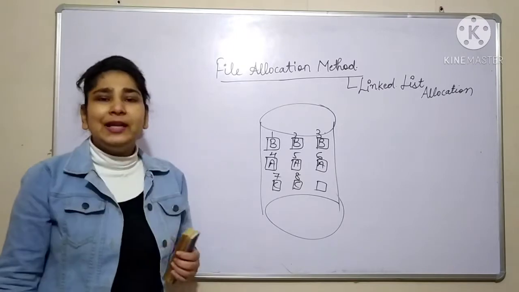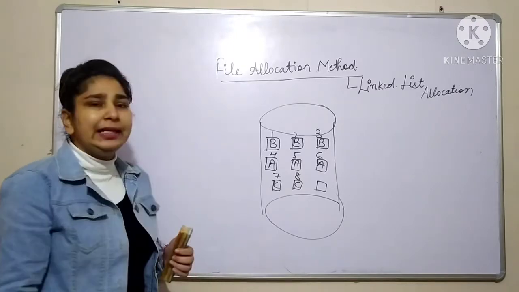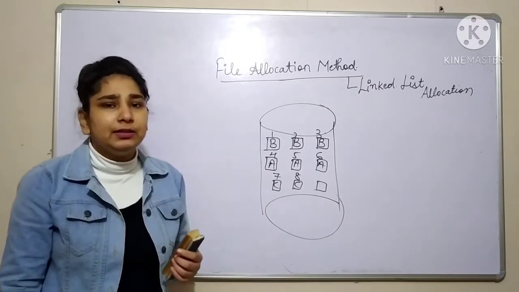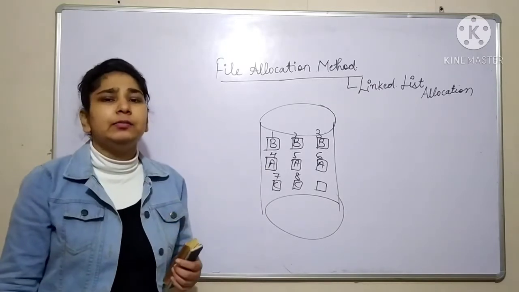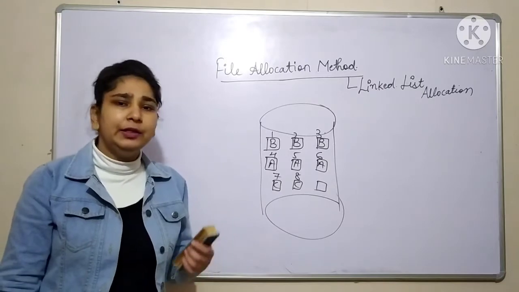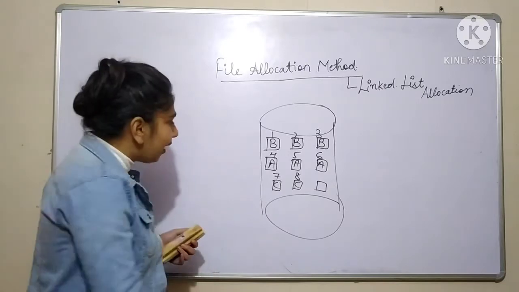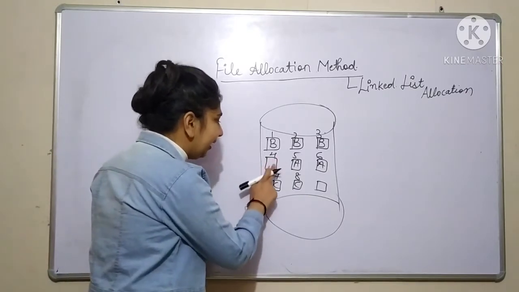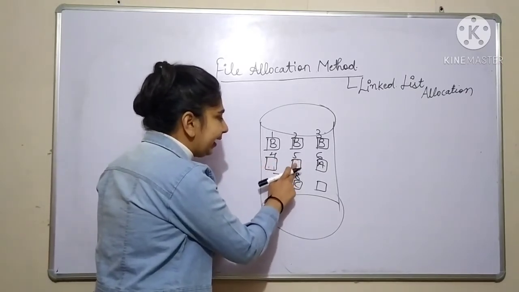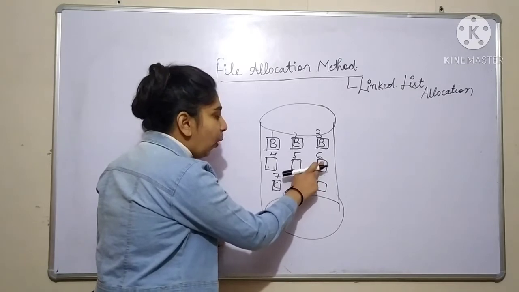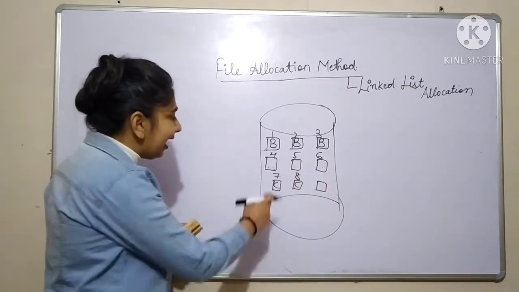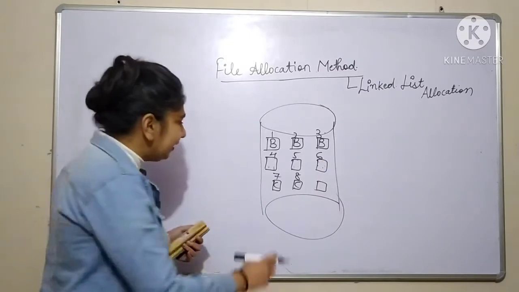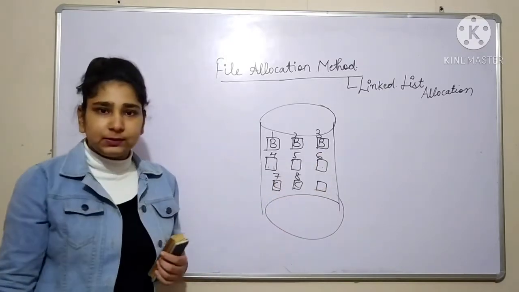Now let's suppose I want to delete my A file. In your computer, at any point of time, you can delete any file you want. So I'm going to delete my A file. I have deleted my A file, so all these 3 blocks are now free. You can store some other file in these 3 blocks.